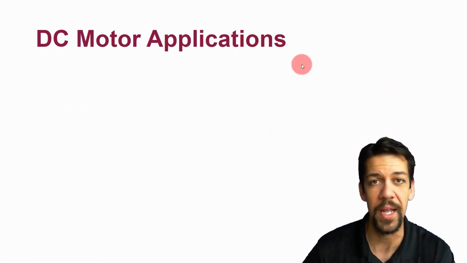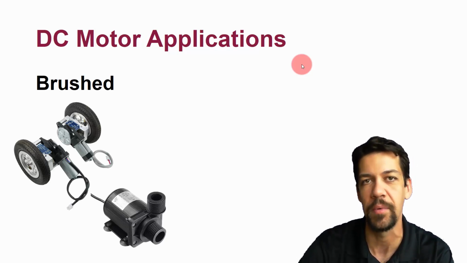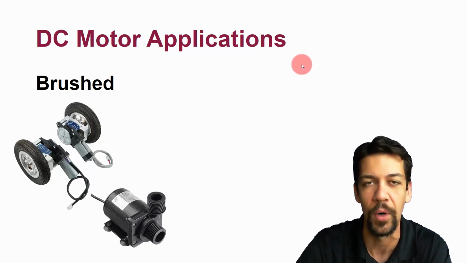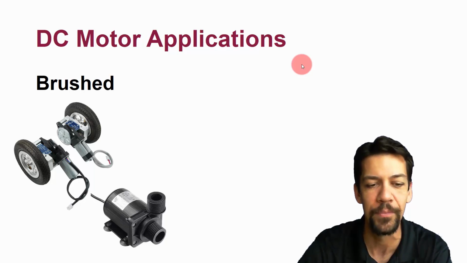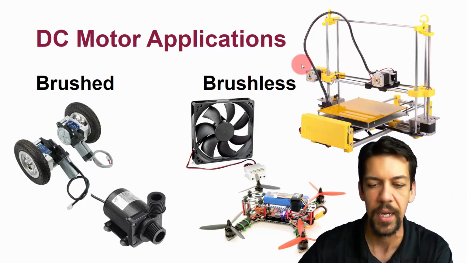DC motors are applied in all kinds of things. Basically, the brushed kind are applied anytime we have some kind of continuous duty. That means they're used fairly often, for a fairly long time, without much need for precision or speed control. So in things like the wheels of robots or pumps or appliances, stuff like that, that's where you'll find a lot of DC motors.